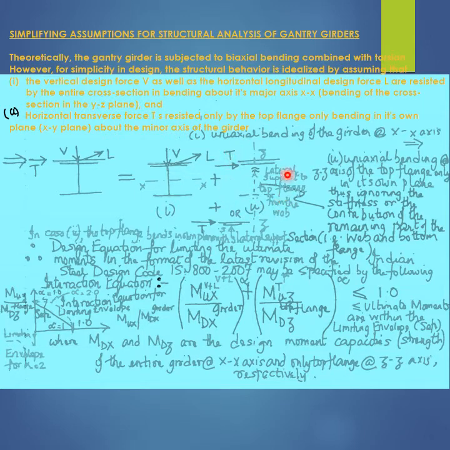Therefore, while in reality the horizontal dynamic transverse force denoted as T is resisted by the entire cross section of the steel gantry girder that undergoes bending about the minor axis ZZ as well as torsion about the longitudinal axis Y, resulting in rather complex physical behavior in reality.